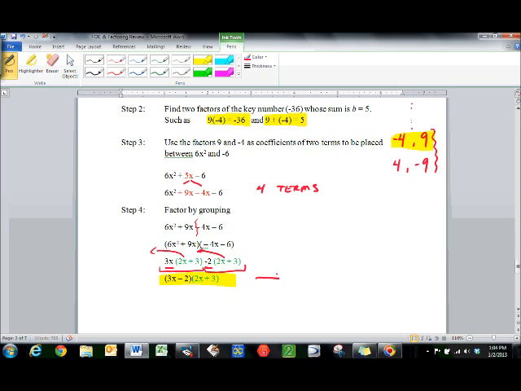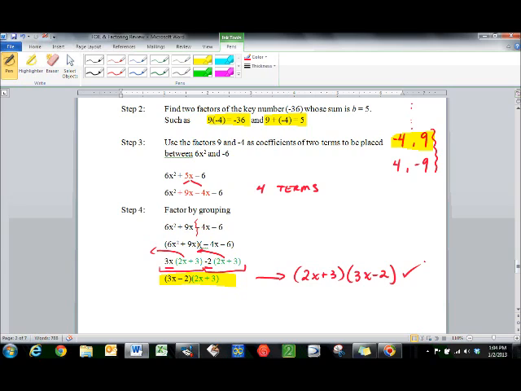And keep in mind, if you had written it in the other order, that would be just as good as well. It does not matter which order you put those in. So keep in mind either way.